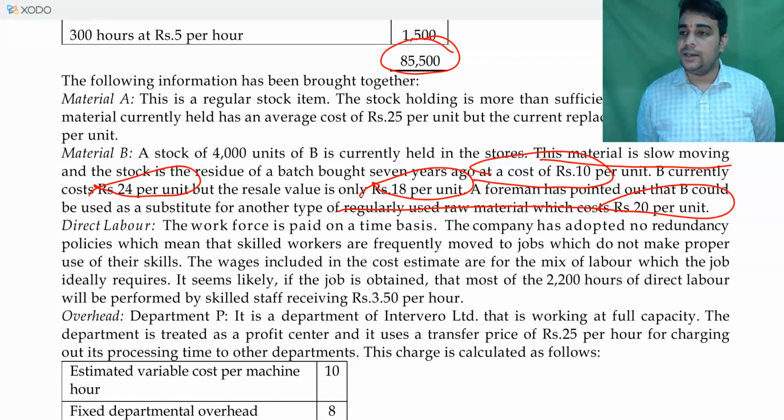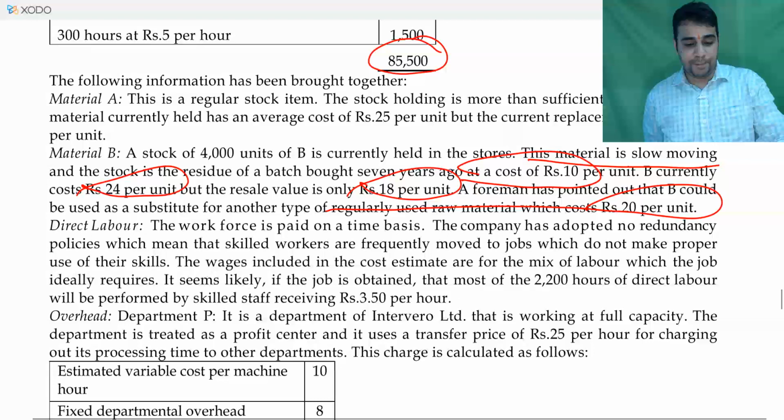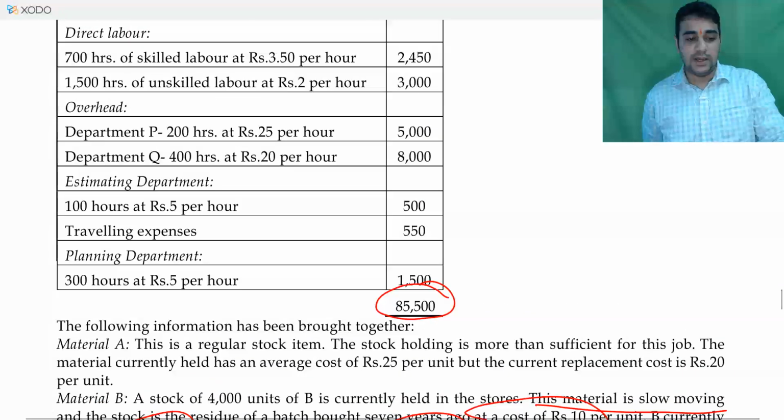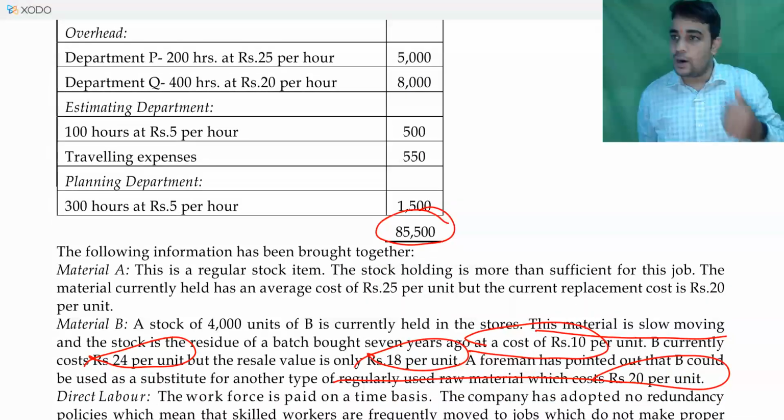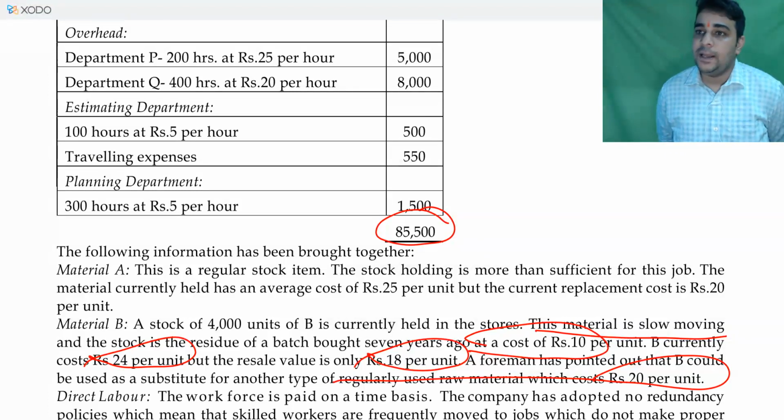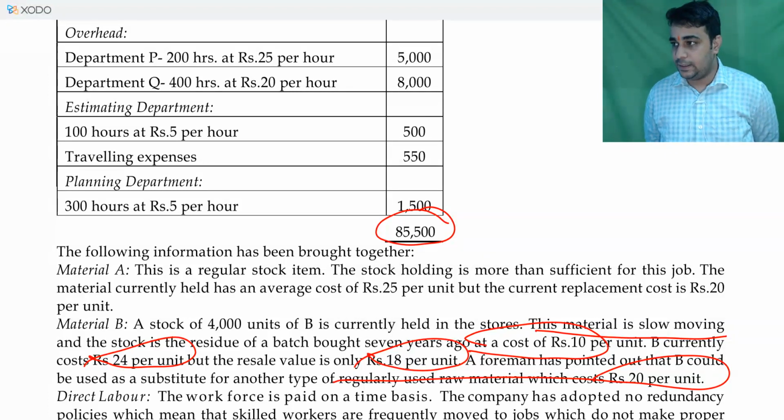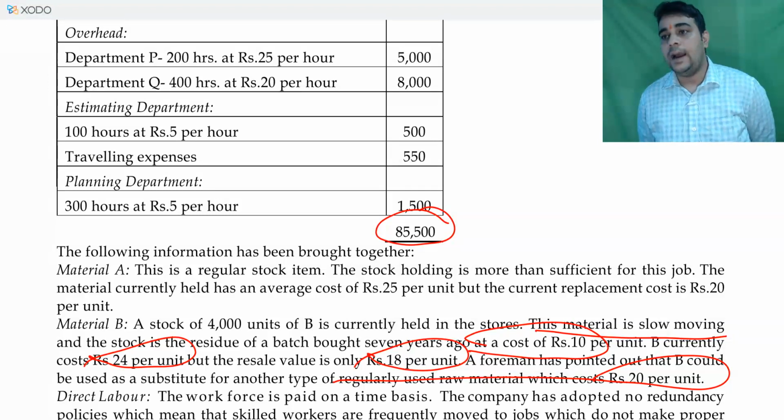On top of that, you keep moving him from job to job, and finally they say the major work would be done by the people who are getting that 3.5, which is your skilled labor. The entire work would be done by the skilled labor. Maybe I have more of skilled labor in the company. It is available, idle and cannot be terminated.